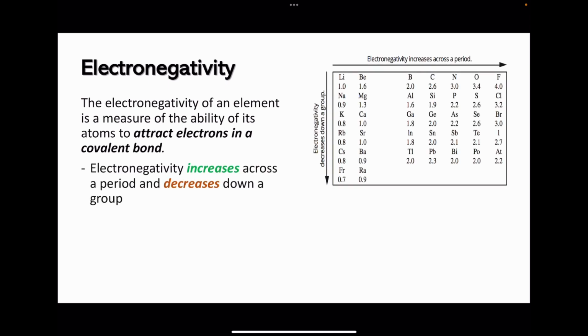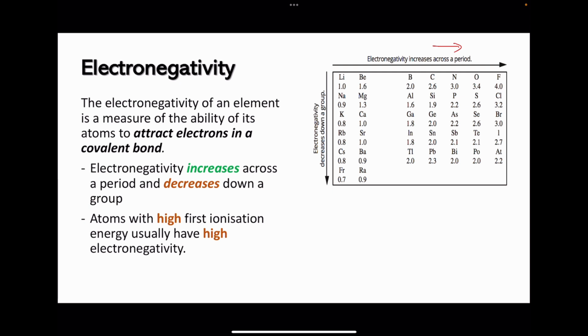As you can imagine, the trend for electronegativity would somewhat align horizontally with effective nuclear charge, because the more the nucleus has a pull on its outer shell electrons, the more likely it is to also pull a bonding electron towards itself. So horizontally, it increases across a period. Down the group, it decreases because atoms are getting bigger and bigger, so the pull experienced by outer shell electrons becomes weaker.